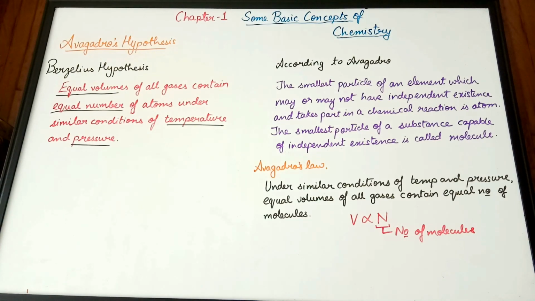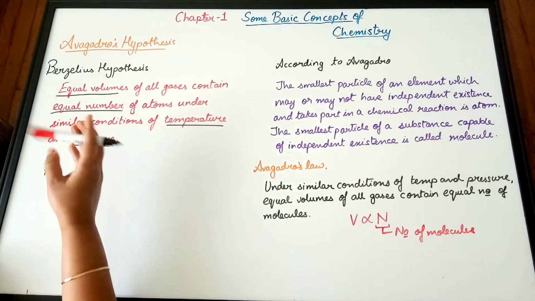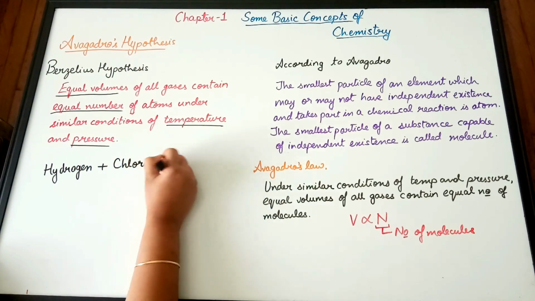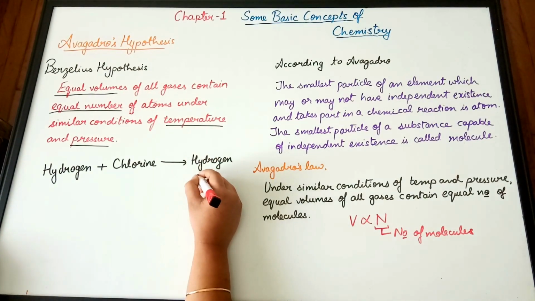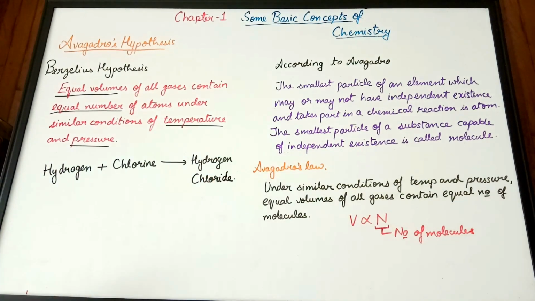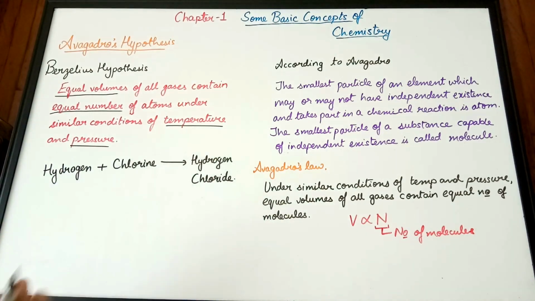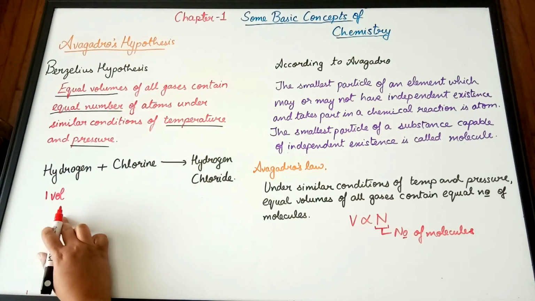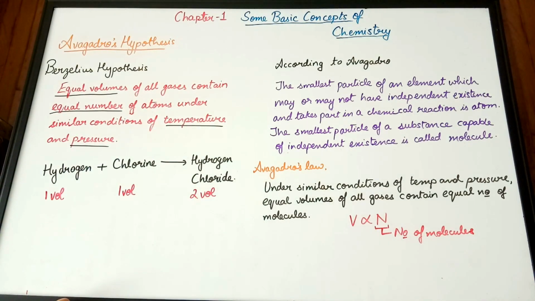So let's take an example. In Gay-Lussac's law of gaseous volumes, we had taken hydrogen reacts with chlorine to form hydrogen chloride. Okay, so according to that, first of all these three are gases. So all of them are gases. So here we have one volume of hydrogen reacting with one volume of chlorine to give us 2 volumes of hydrogen chloride. So this has been explained in Gay-Lussac's law. If you've not checked the video out, do check it out.